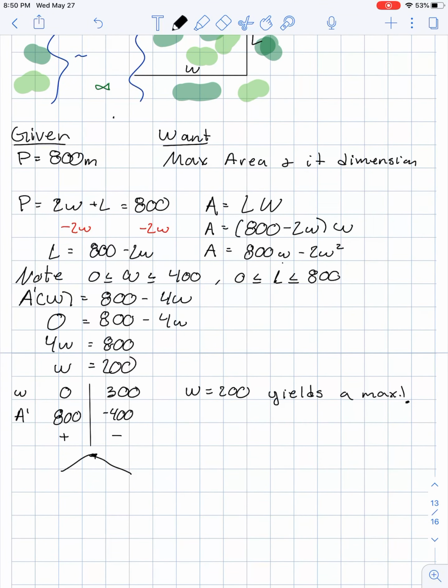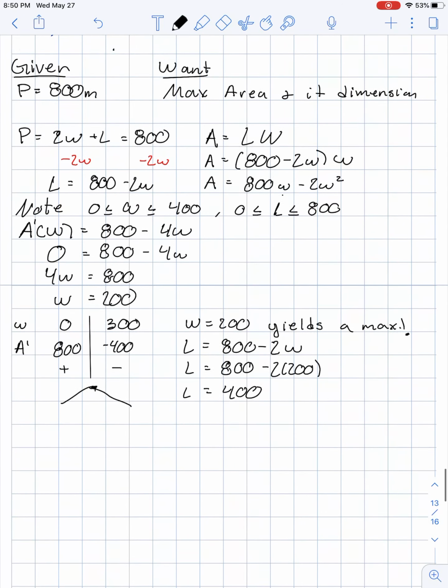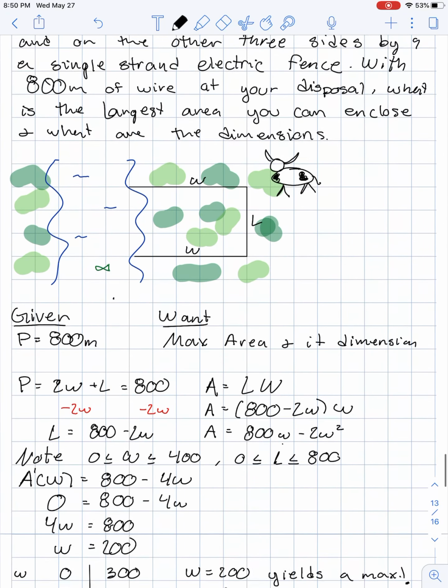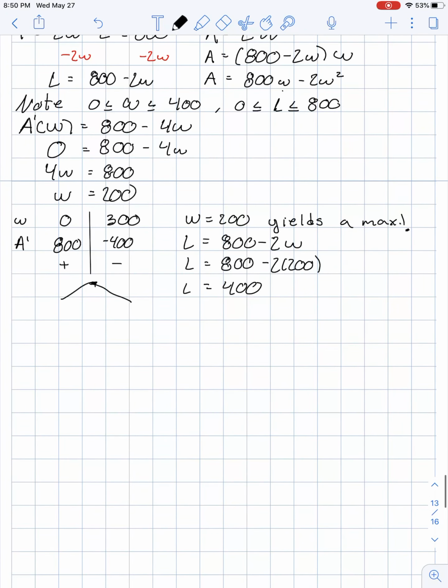All right, so well, now we need to find out what L is. So remember we had L equal to 800 minus 2W. We have that W is 200, so then we have 800 minus 400. So L is 400. Beautiful. So the question asks for the maximum area and its dimensions.